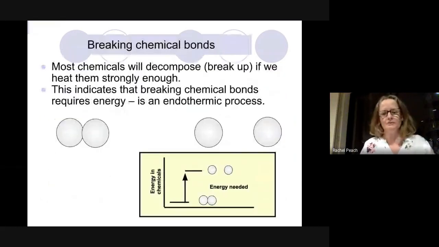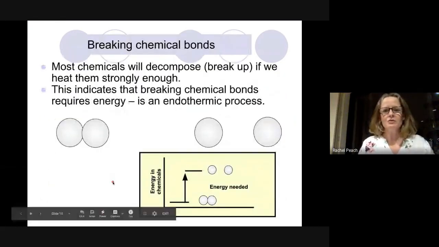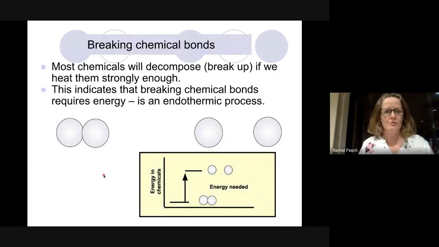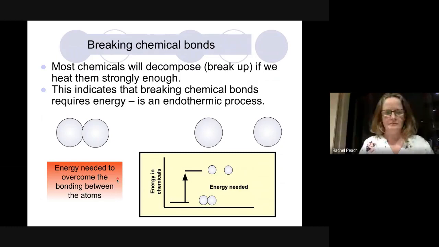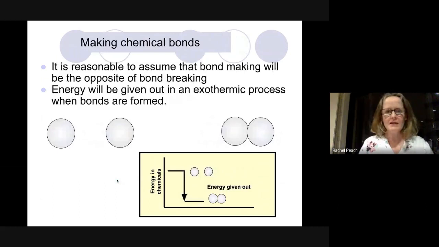Now, where does this energy go? Well, it goes into breaking chemical bonds or making chemical bonds. So to break a chemical bond, you have to put energy in. You see these two things joined together, become separate atoms, and energy is needed for that. So energy is needed to break bonds. But making chemical bonds is the opposite thing. So two separate atoms join together to make one molecule, that gives out energy.